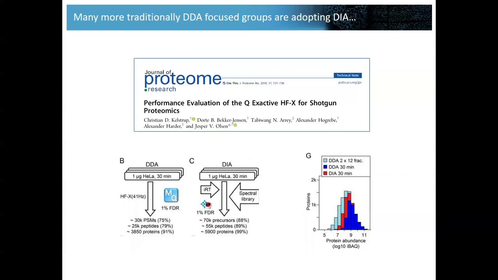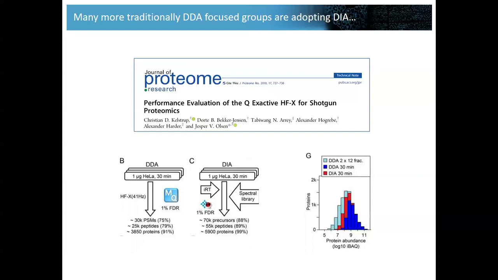And I just show one example here from Jesper Olsen's lab, where they published this paper about evaluating the performance in the HFX. And the paper is about different things, but the last section is kind of a comparison between DDA mode and DIA mode on this HFX instrument using either MaxQuant or Spectronaut for the data analysis. And their conclusion, I think, is that the DIA analysis was a little bit better. This is what's shown in this histogram here, the set of proteins they detected.